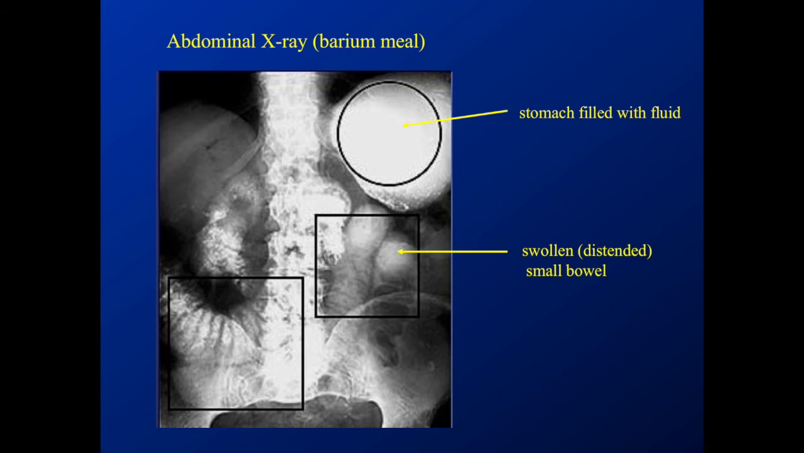This is kind of what you would see if there was a blockage further down than the small intestine. You see that the small bowel is distended, you've lost the haustrations, you've lost this segmented pattern, and then you get a backup, so your stomach is filled with fluid, and this is because of a blockage down at the bottom end of the colon.